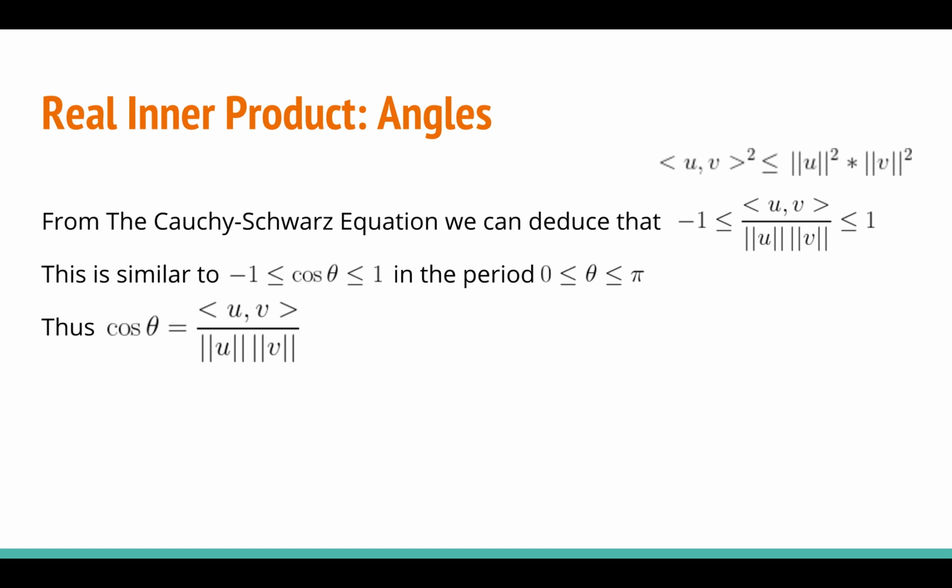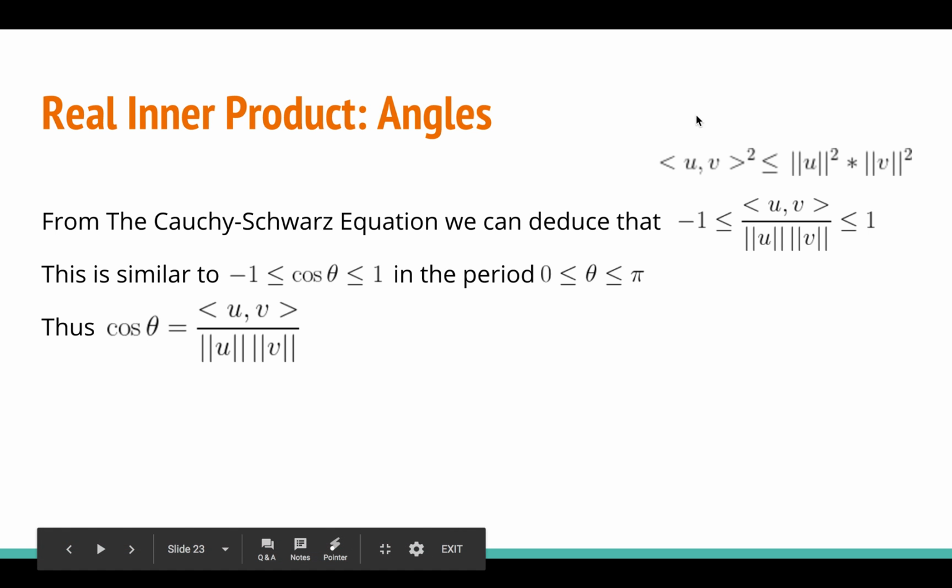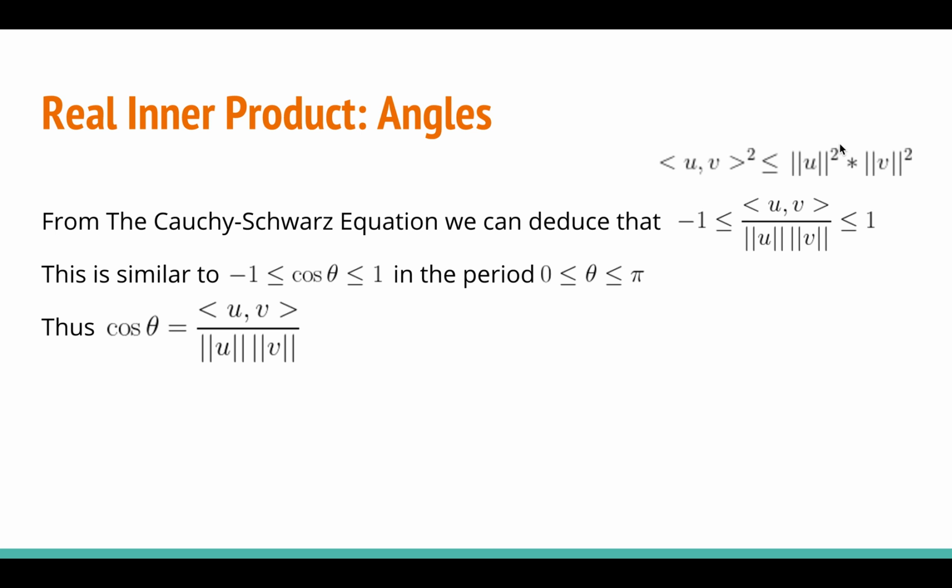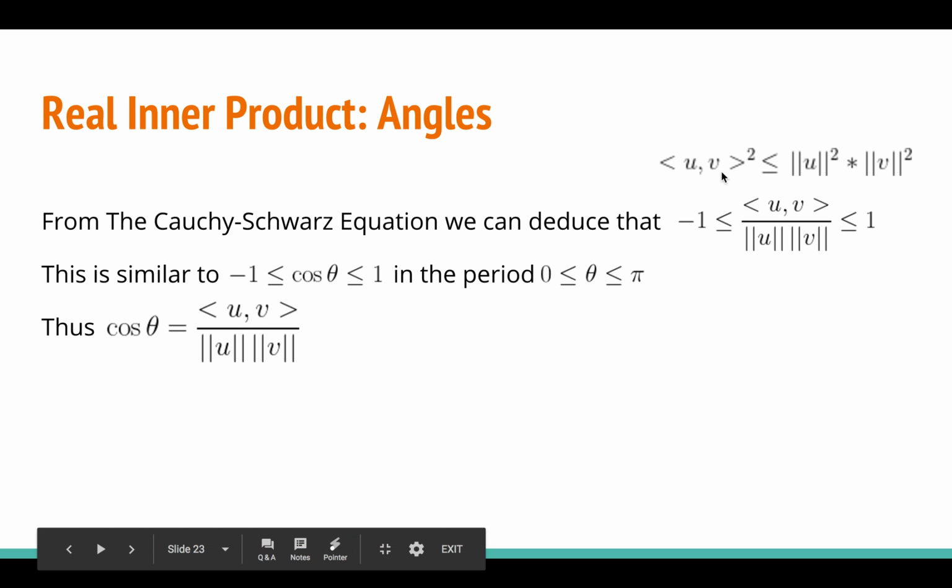And here is what I'm talking about. This is what I mean when I'm saying defining angles. You derive this from the Cauchy-Schwarz inequality. You divide by the magnitude from the right side of the Cauchy-Schwarz inequality, so you get the inner product of u, v squared over the magnitude of u squared times the magnitude of v squared is less than or equal to 1.